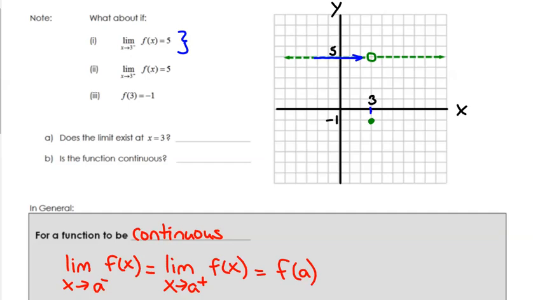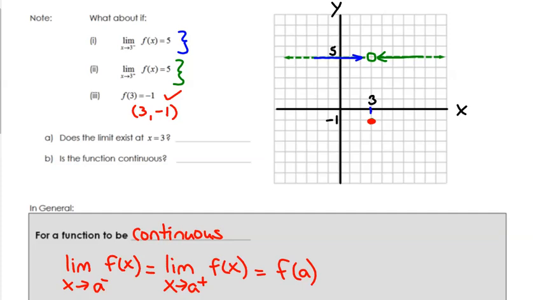Okay, let's do this one right here. We're going to approach along the function from the right-hand side, and it also looks like it's still at a height of 5. Doesn't that mean that it exists? Well, there is a problem though, because right here, f at 3, so the actual coordinate 3 and -1, is all the way down here.